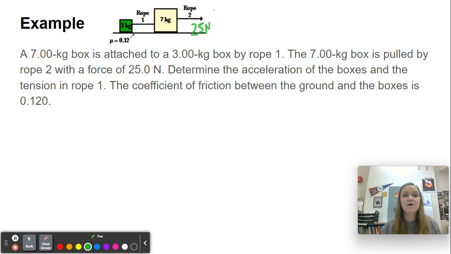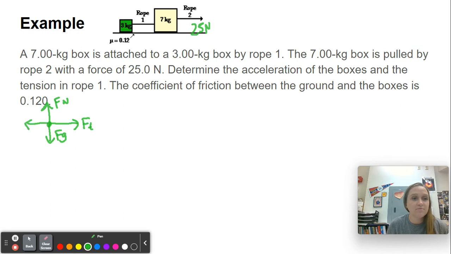Determine the acceleration of the boxes and the tension in rope 1. The coefficient of friction between the boxes and the ground is 0.012. So that's for both. I'm going to use a merge of methods 1 and 2 now just to help us out. So I'm going to start by drawing my force diagram. I'm going to keep my coloring because I got a green box, so that's going to be my green box one. I'm drawing all the forces acting on my green box. I don't want to use yellow, so I'm going to use purple. My other box is going to be purple.